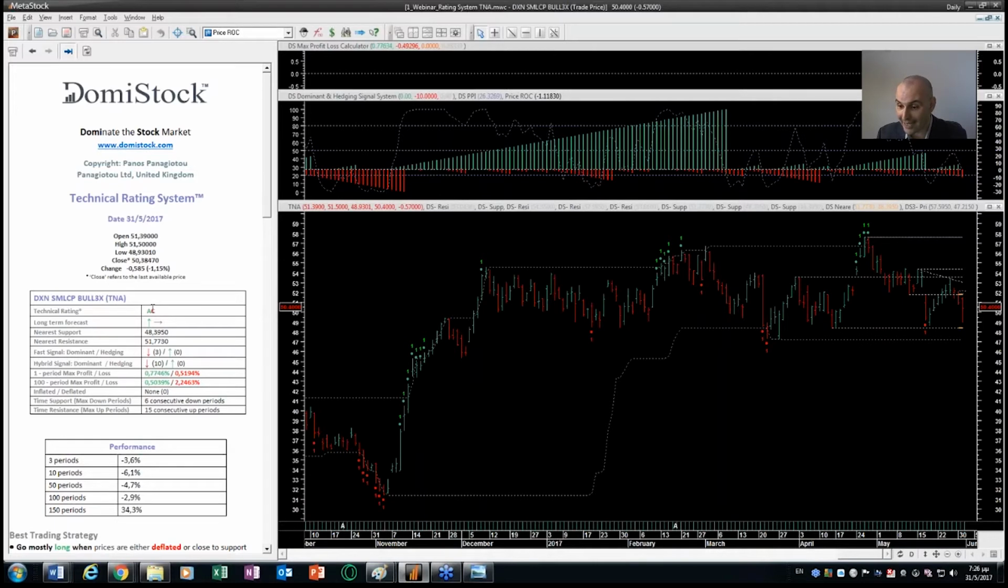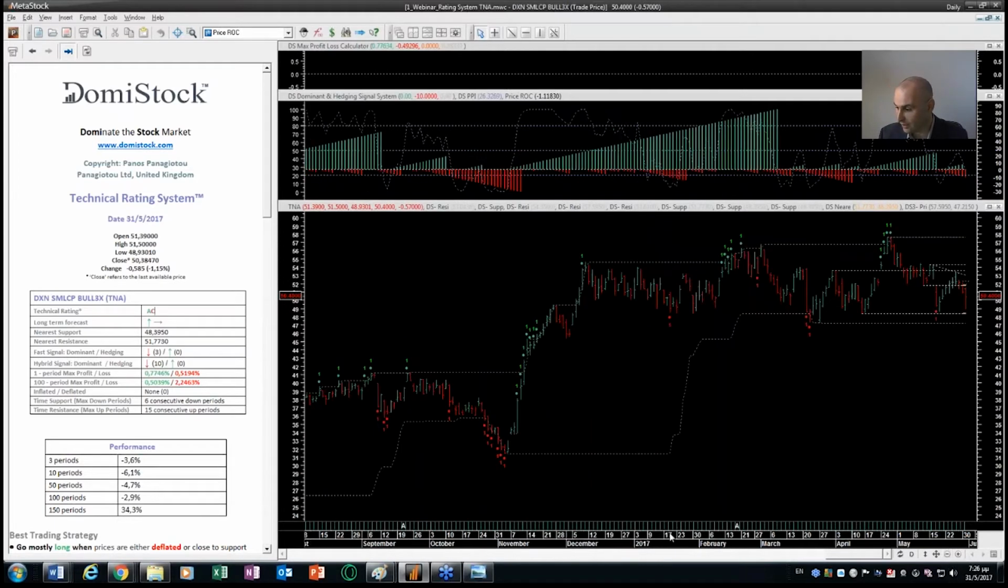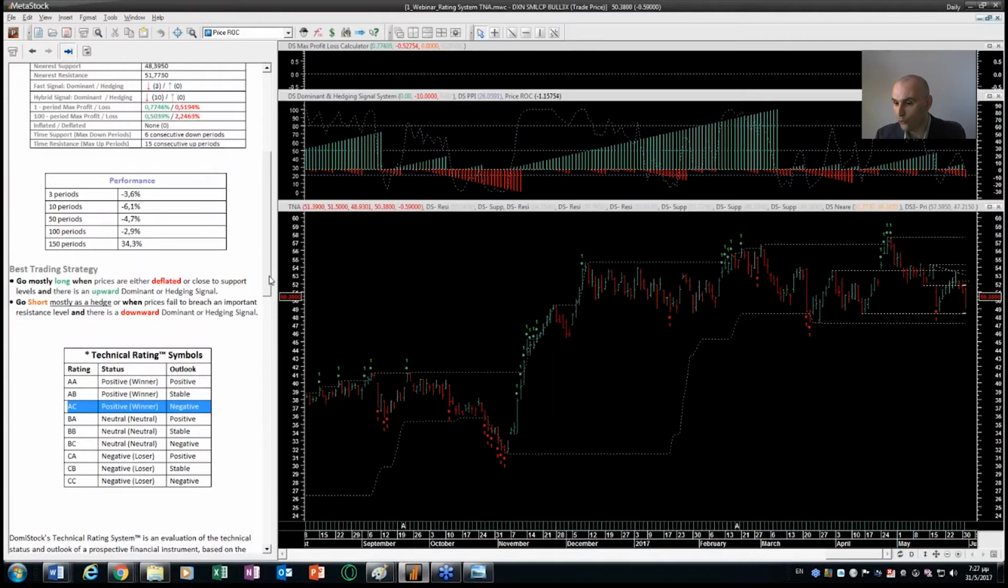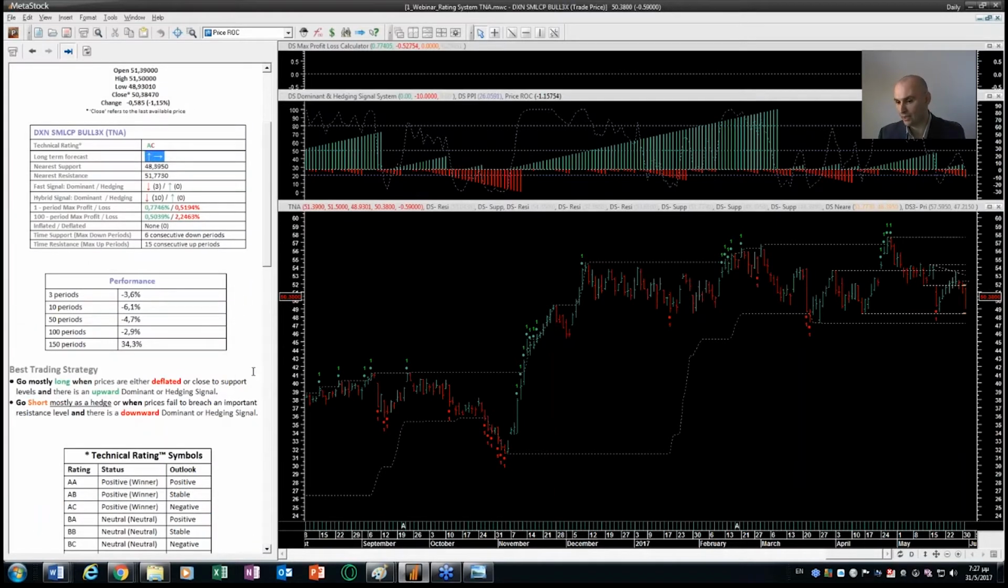But why? Because this is an AC. It has an A rating because it has gone up. Look at that. It is a winner stock. It is a winner security, but it has a negative outlook. And hedge funds see this negative outlook. And the forecast they make is that this one will probably move sideways. And they make adjustments. And these adjustments are very important.